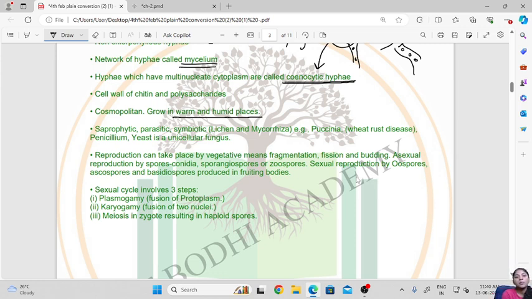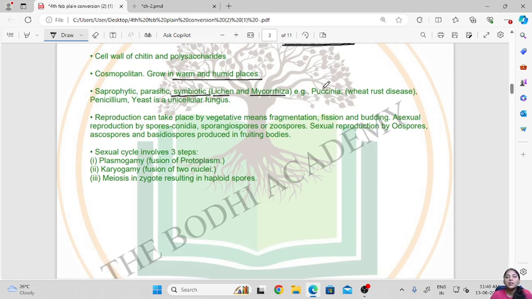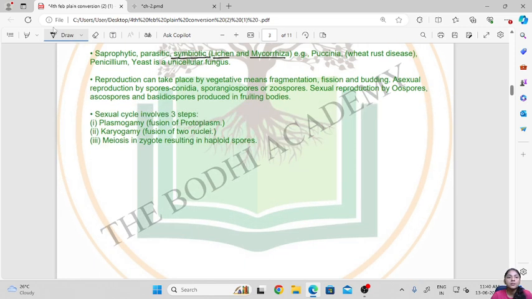There are also symbiotic fungi, which means that two organisms are in association in which both the organisms are getting benefited. So examples of symbiotic fungi are lichen and mycorrhizae. Then Penicillium, yeast, Puccinia are examples of fungi.